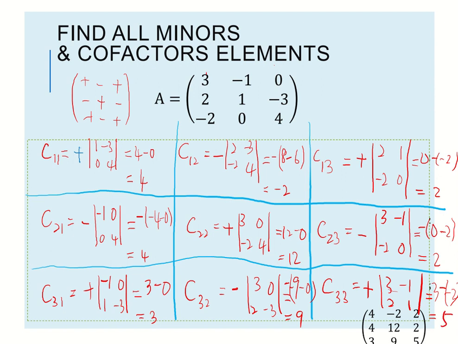So finally we have all the cofactors: 4, negative 2, 2, 4, 12, 2, 3, 9, and 5. So this is how we find the cofactor.